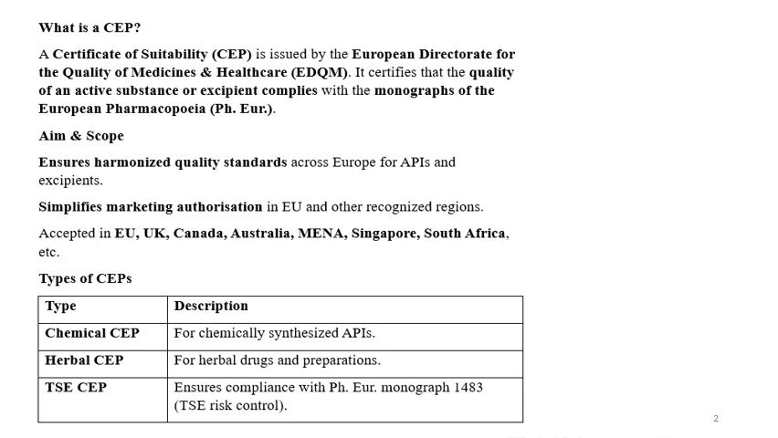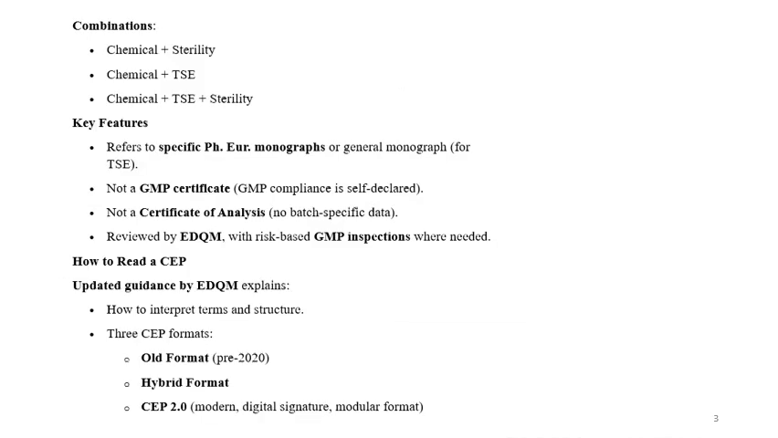There are different types of CEP: chemical CEP, herbal CEP and TSE CEP. Chemical CEP is for chemically synthesized APIs, herbal CEP for herbal drugs and preparations. TSE CEP means there is a risk control on TSE. Combinations may be there, such as chemical plus sterility, or chemical TSE plus sterility.